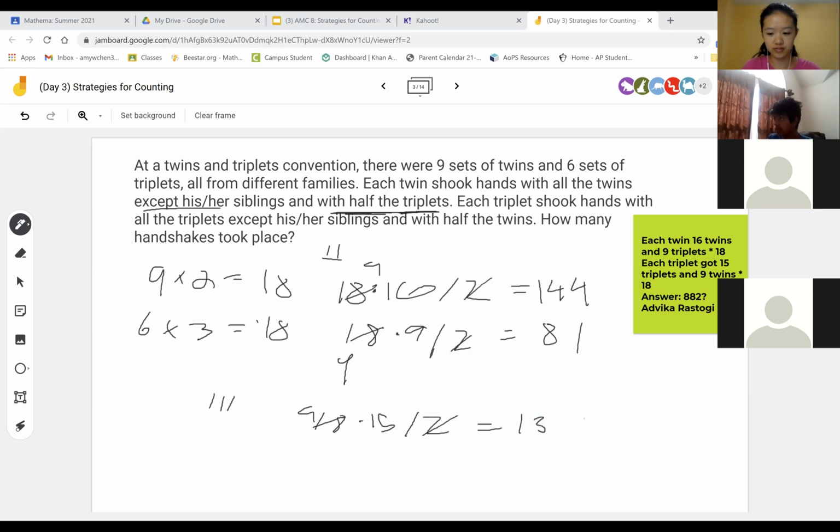And then with half the twins, so all 18 triplets shake hands with half the twins. Divide by 2 to get rid of the duplication. Does everybody understand up until this point though? So 882 is not the answer, but I just want to make sure that everybody understands up until this point.